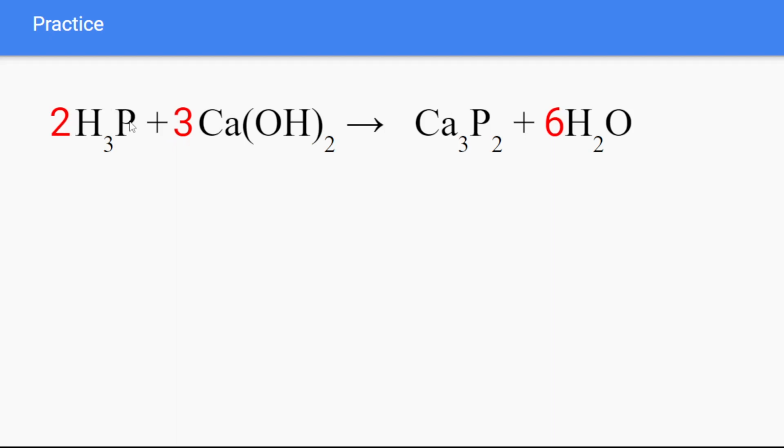I have 2 phosphorus, 3 calcium right here, 3 calcium right there, and then oxygen. 3 times 2 is 6, and look at that, I have 6 oxygens. Okay, that's all you got to do.